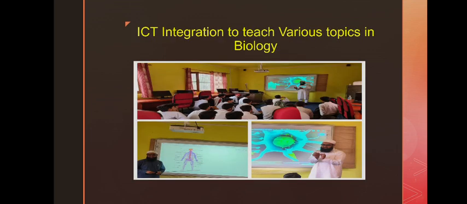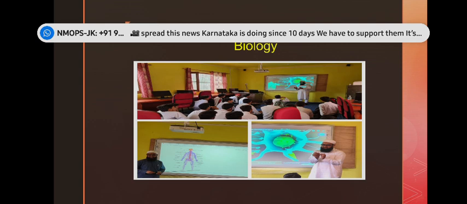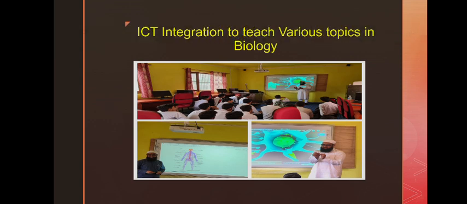We can see by integration of the ICT, we can teach more effectively, it can save our time, and the students get concrete concepts of the things, particularly in teaching the science subjects. As I teach biology at school, you can see I have taken a topic. I have taught many topics, most of the topics using the ICT.